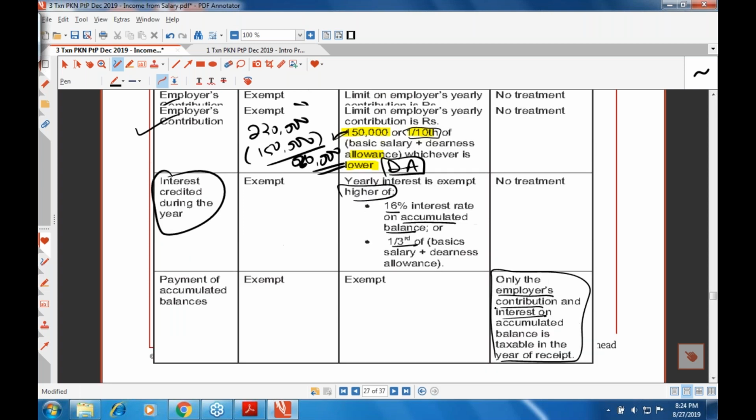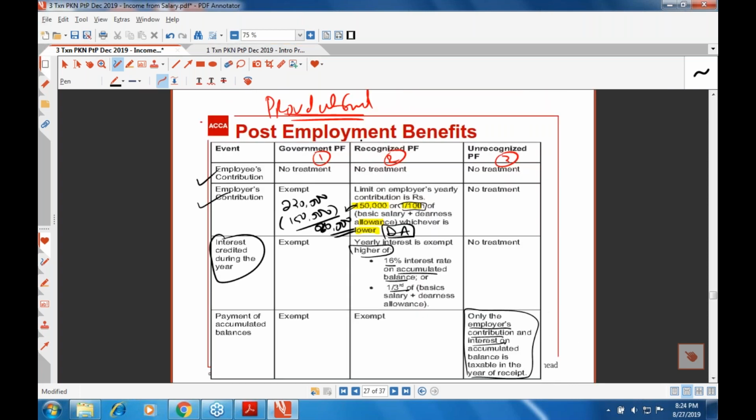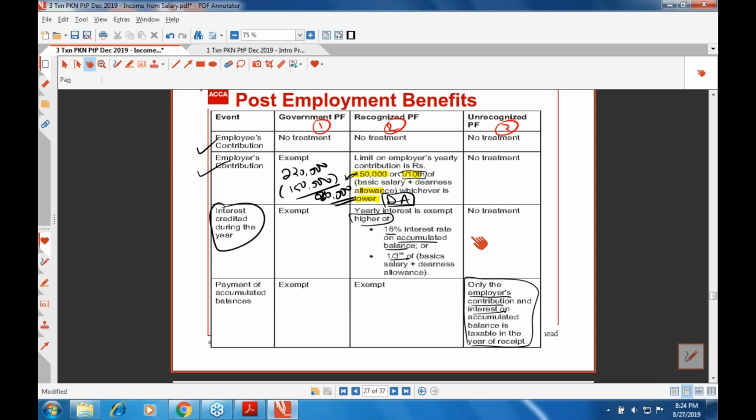So it depends upon what sort of fund it is. If the fund is an approved or recognized provident fund, then these are the limits you have to follow. If the fund is an unrecognized fund, then at the time of withdrawal, the contribution the employer has paid and the interest on the accumulated balance are going to be taxable in the year of receipt.